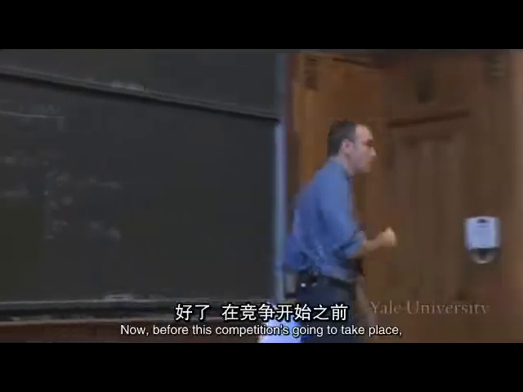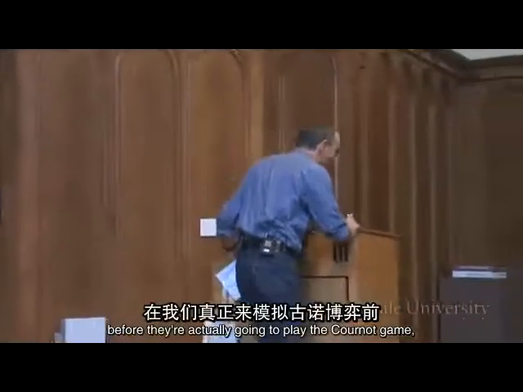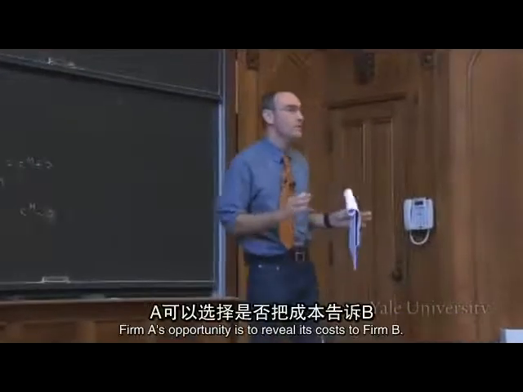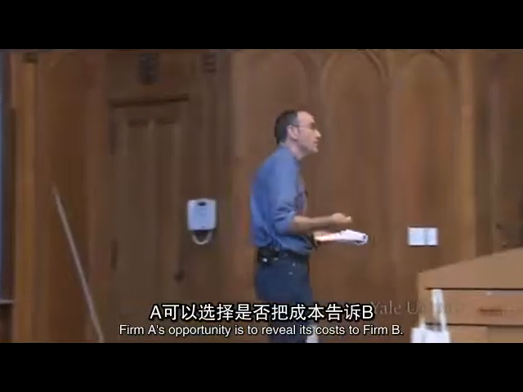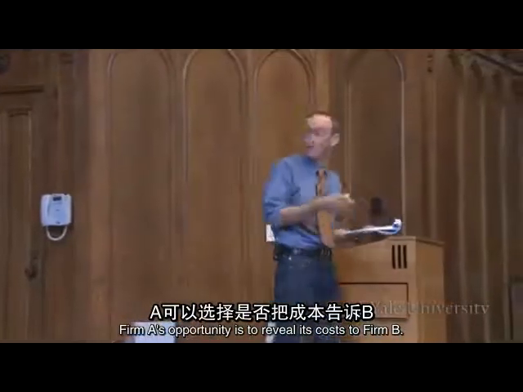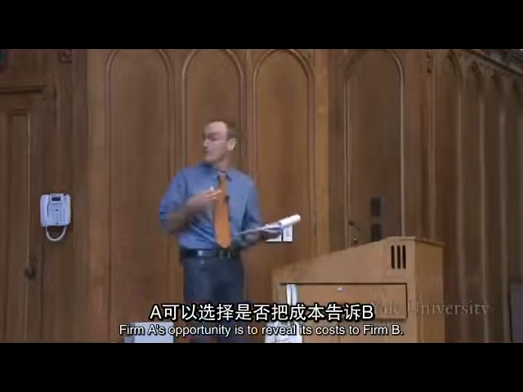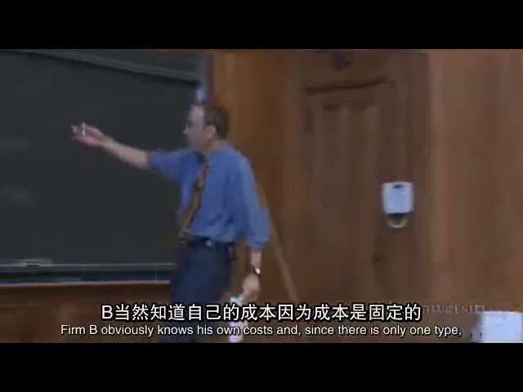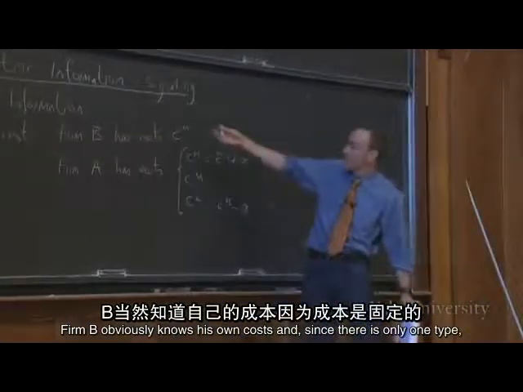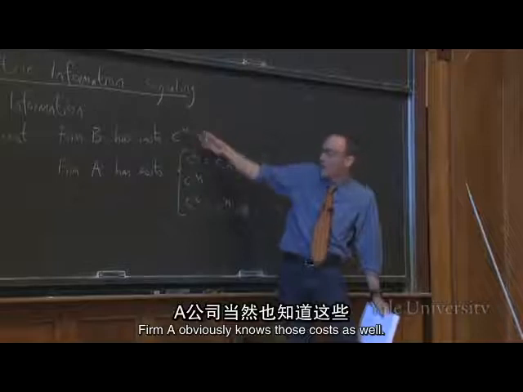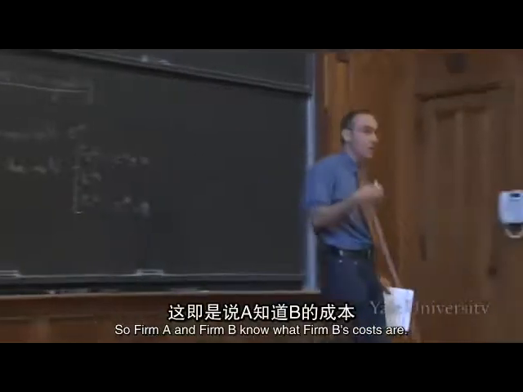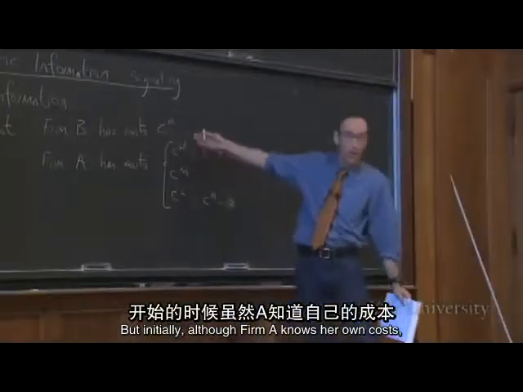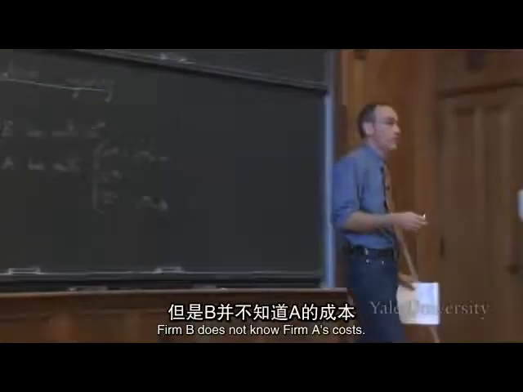All right. Now, before this competition is going to take place, before they're actually going to play the Cournot game, firm A has an opportunity. Firm A has an opportunity to reveal its costs to firm B. So just to make this more explicit, initially, firm B obviously knows its own cost, and since there is only one type, firm A obviously knows those costs as well. So firm A and firm B know what firm B's costs are. But initially, although firm A knows her own costs, firm B does not know firm A's costs.